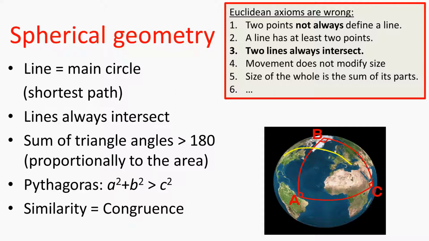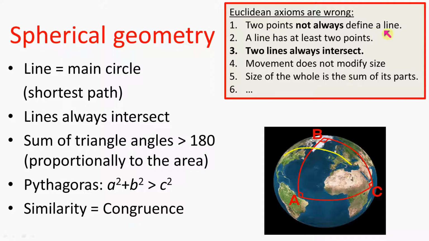So what is a line in general? A line in general is the shortest path between 2 points. So what is the shortest path between 2 points? Well, it's the main circle, which is defined by the 2 points and the center of the sphere. So these 3 points identify a plane which intersects the spherical surface, and the intersection is just a circle, which is called the main circle. The main circle has the same radius as the sphere itself. Airplanes usually follow these shortest paths, also called geodesics.